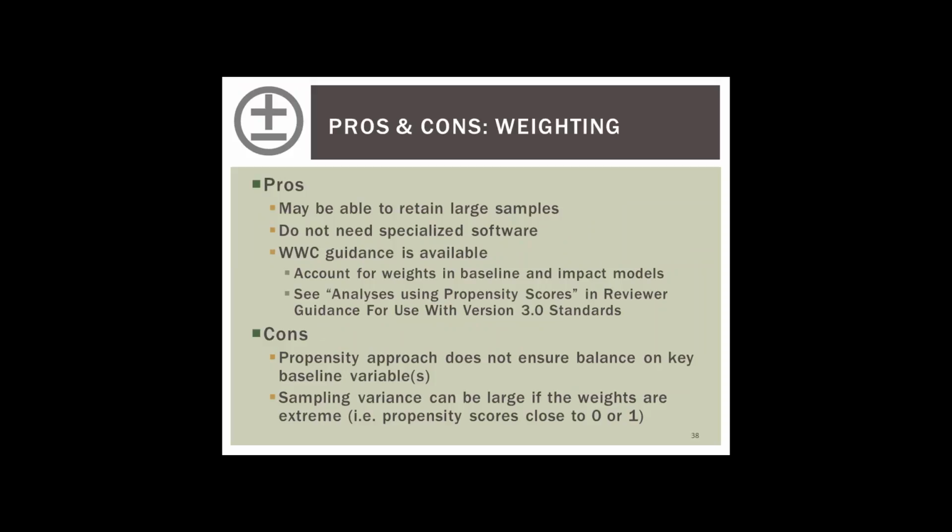The pros and cons, like many-to-many matching, it can retain large sample size. Again, you do not need specialized software for this. You can do it in SAS or Stata. There is guidance available. And like I said before, it does not guarantee or ensure balance on the key baseline variables, so think carefully about the ones you really do need to establish equivalence on. And if propensity scores are very close to 0 or close to 1, you can have a huge sampling variance because of that variation. So you want to keep that in mind.